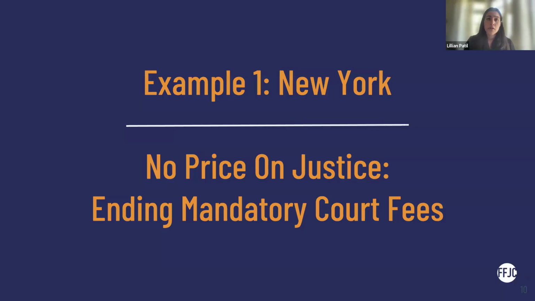Okay. So now we're going to move into examples to talk about how this all plays out. And I'm going to talk for just a few minutes about some of the technical work that I did in these types of searches in New York. And then I'm going to pass it over to Antonia on our FFJC team, who is our New York State Director, and is going to talk to you about how this work played into overall strategy for New York's campaign called No Price on Justice, which is an effort to end mandatory court fees that are assessed on all convictions in the state of New York at the most local levels all the way up to the highest state level.